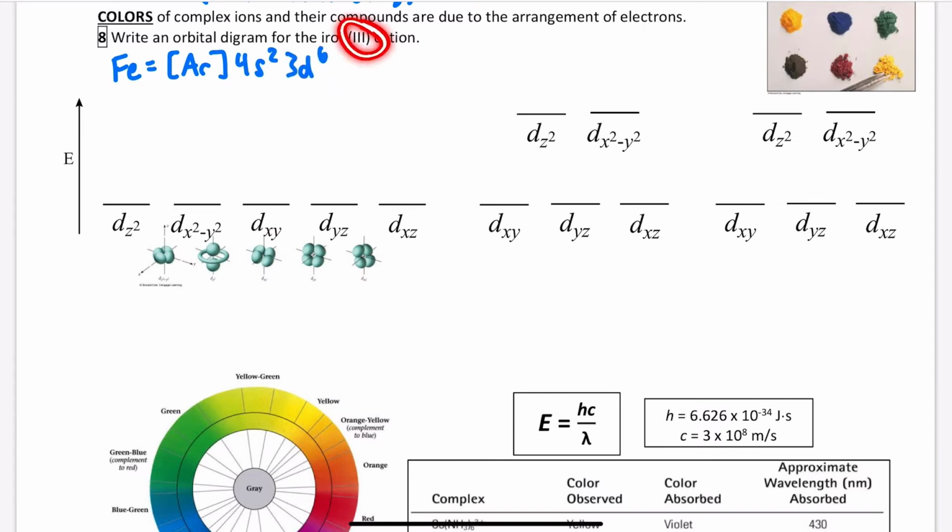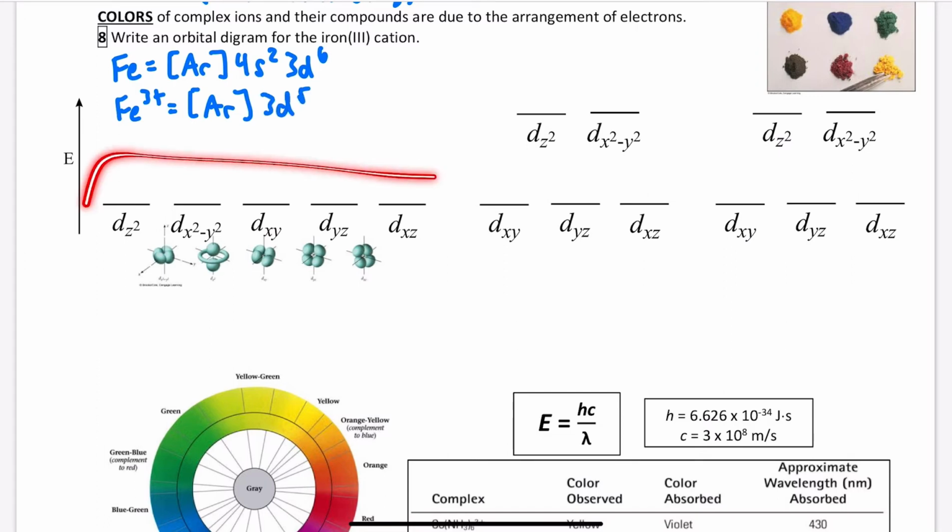Now, what about when we form the 3 plus ion? Well, remember, transition metals lose the s electrons first. So Fe3+ is still going to have the core argon notation, no more 4s2, and then you lose one of the 3d electrons, which means it has 3d5 in its configuration. That means I can put one electron in each of these 5 d orbitals. And this is what a free floating gas phase iron 3 plus ion looks like.